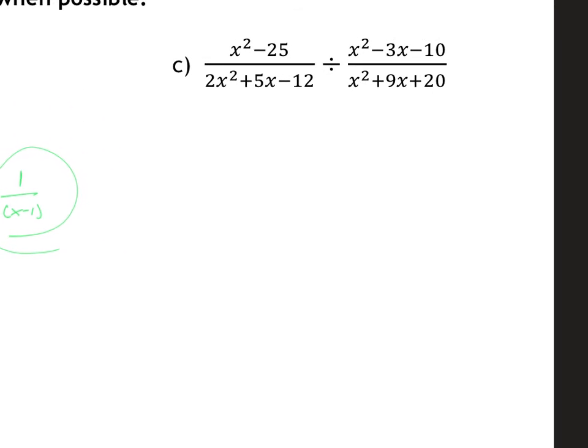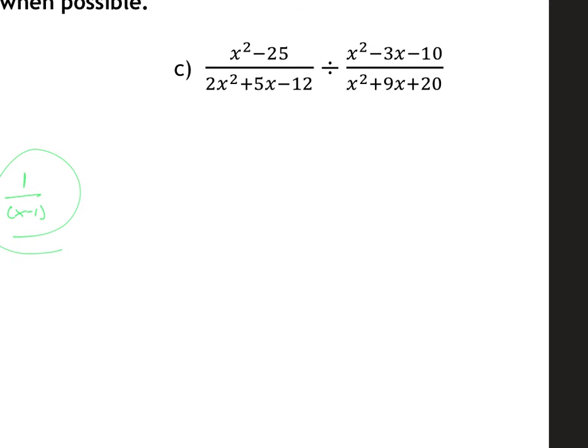All right, last one. So here, keep, we got some work to do here. Change, flip. That's not flipping it. All right, and all I can do to make this harder is just make them harder to factor.